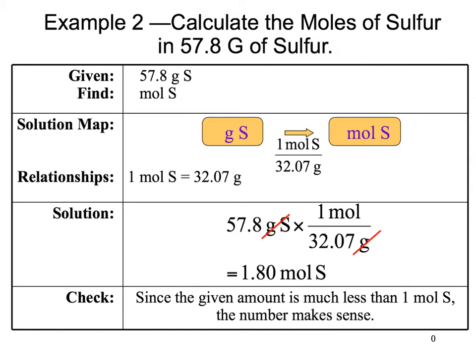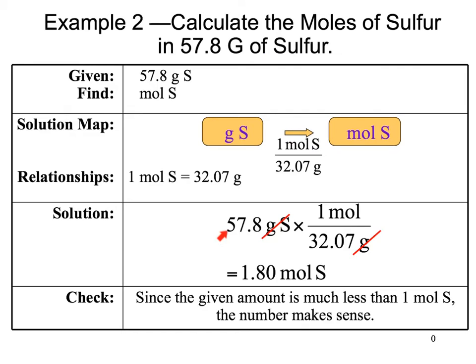In this problem, we will calculate the moles of sulfur in 57.8 grams of sulfur. So our given is 57.8 grams of sulfur. We must find moles of sulfur. This is a one-step conversion, using 1 mole of sulfur equals the weight of sulfur from the periodic table, which is 32.07.